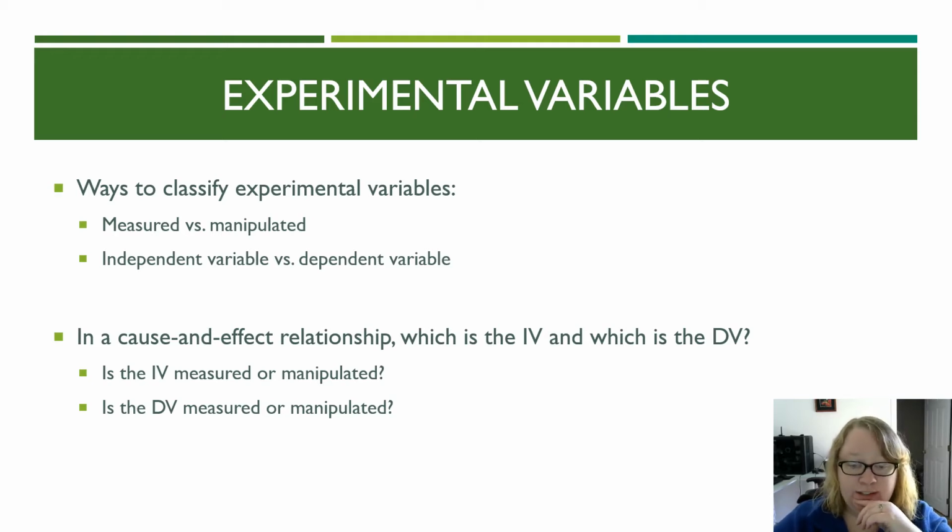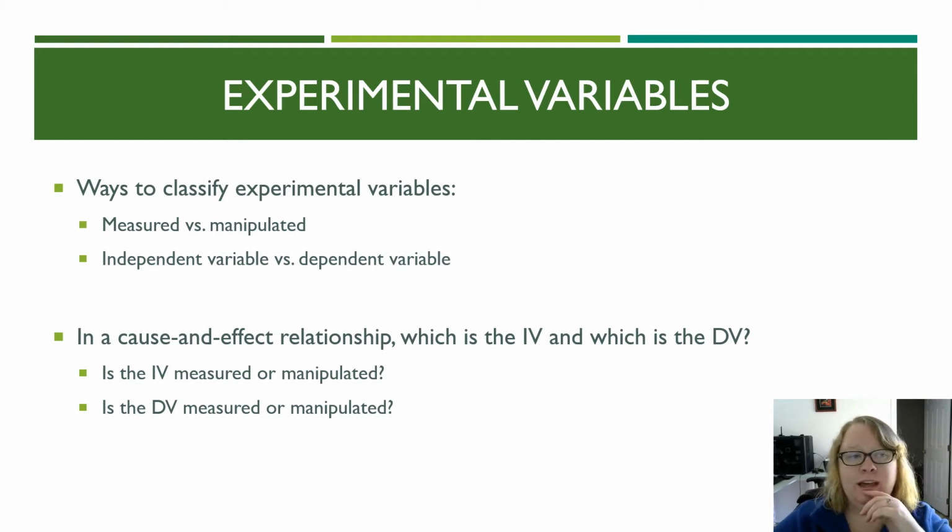All right, so in a cause and effect relationship, the IV is manipulated, the DV is measured. So the independent variable is the one that the researcher is tampering with, the researcher is manipulating. That's the cause in the cause and effect relationship. The DV is measured, so the DV is the effect in the cause and effect relationship.